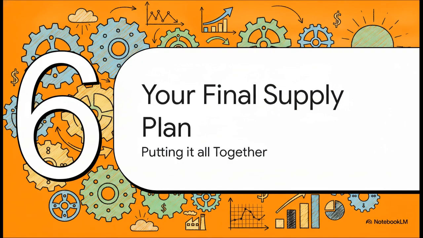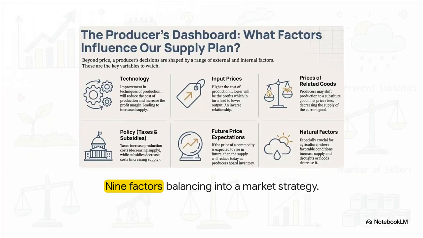Section 6. Your final supply plan, putting it all together. As we've unpacked throughout this explainer, bringing a product to market is definitely not just a matter of having stock sitting in a warehouse. It is a meticulously calculated strategy. Every single time a producer offers an item for sale, they've weighed all 9 of these factors. They're checking the current price, calculating the cost of inputs, aligning with internal goals, leveraging their tech, monitoring substitute goods, assessing their industry type, absorbing taxes and subsidies, projecting future prices, and even looking at the weather outside.